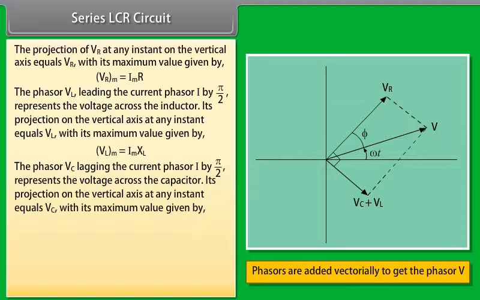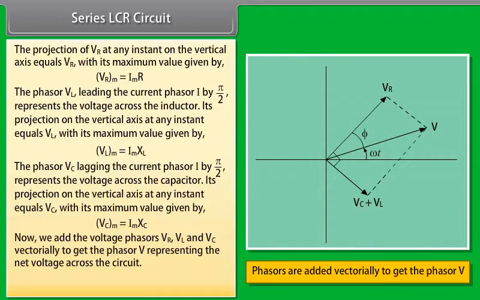Now, we add the voltage phasors VR, VL and VC vectorially to get the phasor V representing the net voltage across the circuit. Vm = under root of VR maximum square plus (VC maximum minus VL maximum) square. The right triangle gives the equation for the maximum value of the net voltage and the phase angle. Tan phi = (VC maximum minus VL maximum) upon VR maximum.